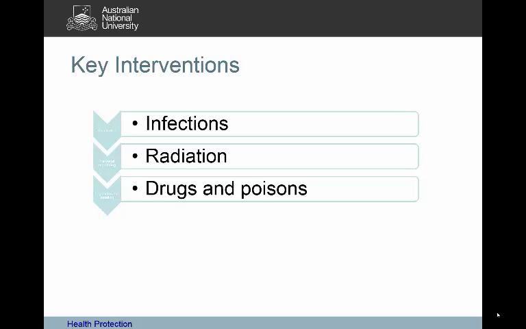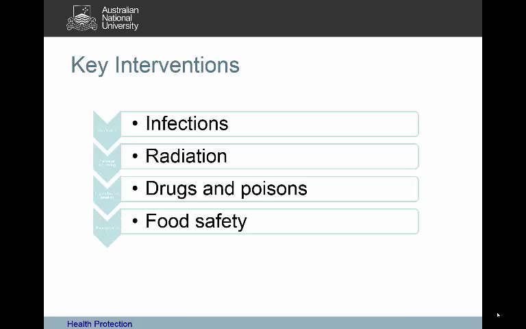Drugs and poisons, obviously legislation and labelling being critical interventions, along with monitoring of prescribing practices for drugs of dependence, which are interventions to ensure the safety of our drug supply in the populations.